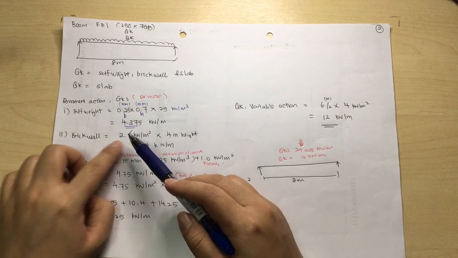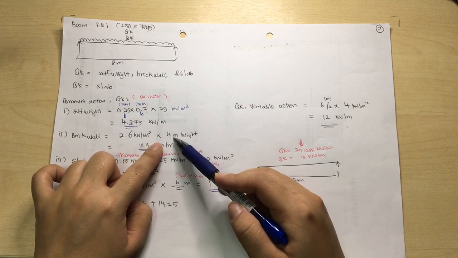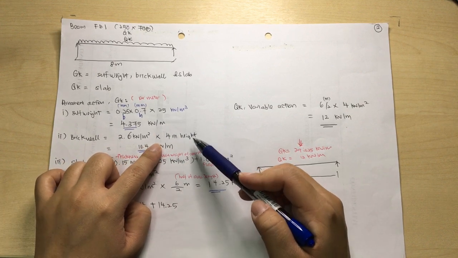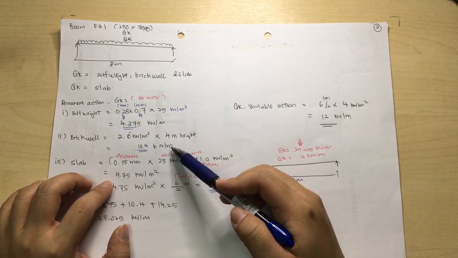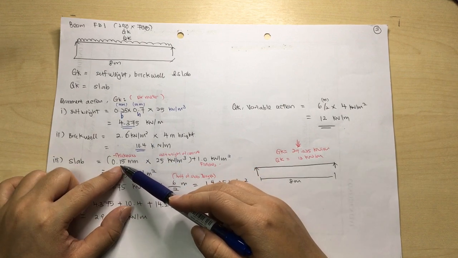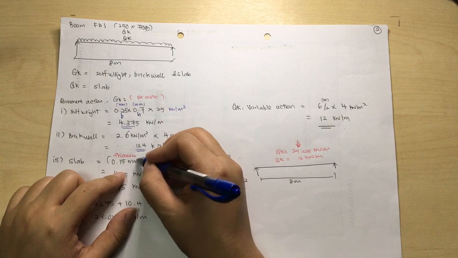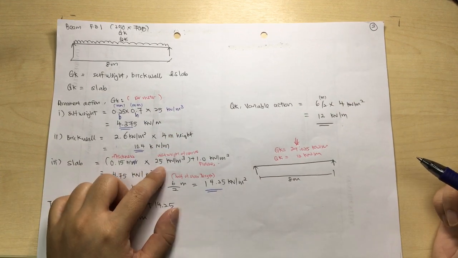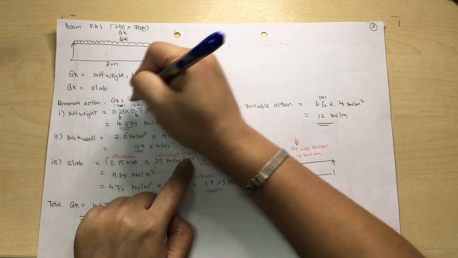The brick wall is 2.6 kilonewton per meter square times 4 meter height, because the height of the brick wall is 4 meter. You will get 10.4 kilonewton per meter. For the slab, the thickness is 0.15, already converted to meter, times 25 kilonewton per meter cube.